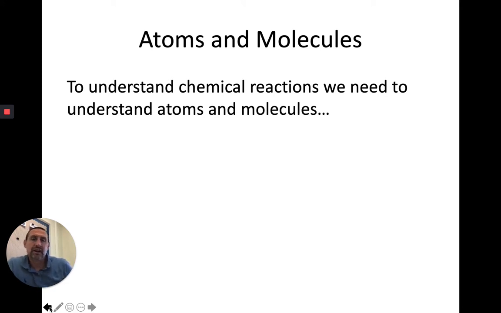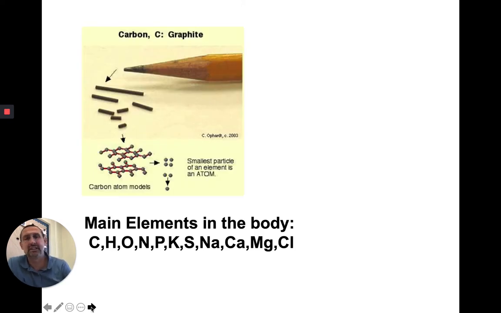To understand chemical reactions, we need to understand a little bit more about atoms and molecules, and how those things work. So let's just take elements. Atoms are just elements that you would find on the periodic table. And let's see if you recognize what some of these common abbreviations for these elements mean.